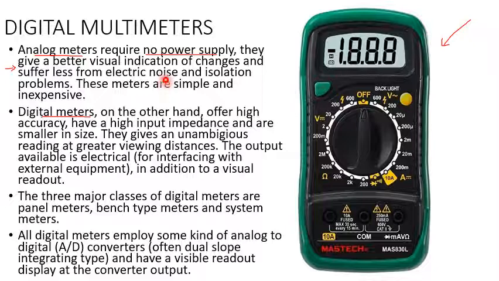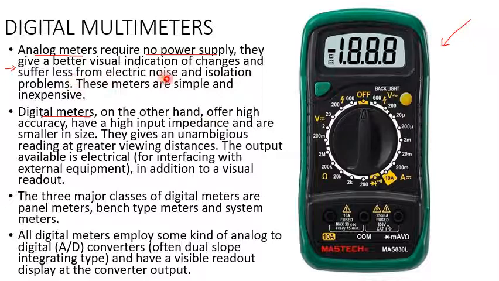Then the second point: analog meters give better visual indication of changes happening in the value that you are reading. If your voltage is changing very fast, you can see that change in your analog meter by observing the needle. In digital meters it is not like that; the reading will not change that fast. It depends on your sample and hold circuit. If you remember your analog to digital converter, you have a sample and hold circuit, and then the analog to digital conversion happens. So depending on what type of ADC you are using, this reading will change. These points you have to remember.